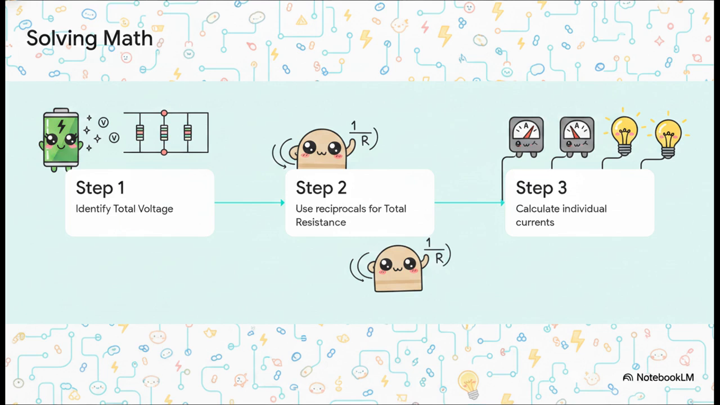Remember, it's the same everywhere. Second, we do a special little fraction trick to find our total resistance. And third, we calculate the current for each individual branch. Let's actually see this in action.